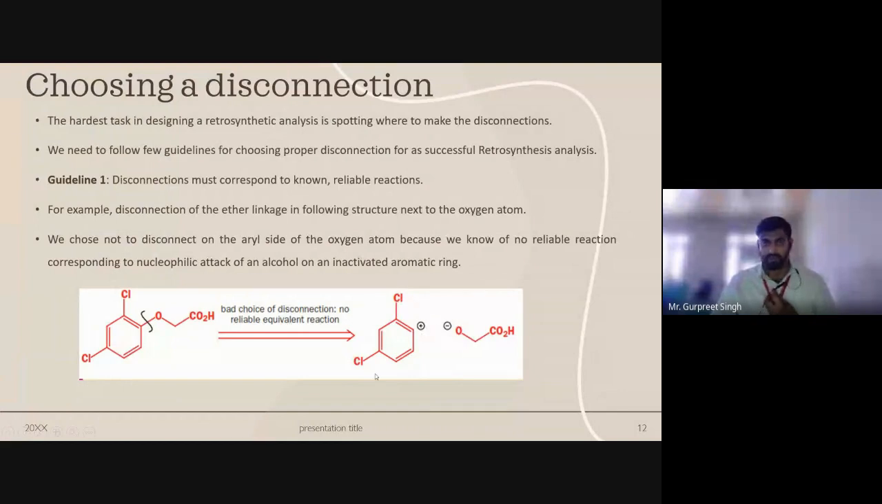So the first point says your disconnection must be good and reliable and must lead to a simpler chemical reaction with available reagents, or reagents which are commercially available. So this is the guideline. In this, the oxygen cannot directly attack this group, and this group is not directly attacked by this, because both groups get inactivated during the course of the reaction. There is no such reaction, and this is totally an unreliable reaction.